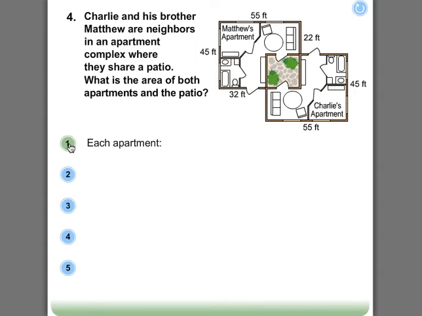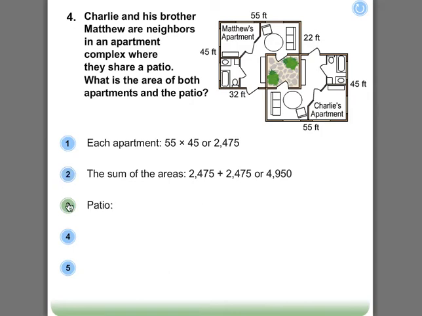Each apartment is 55 by 45, right? So each apartment is 2,475 square feet. Oh my gosh, you guys, that's pretty big for an apartment. That's like stinking huge. The sum of the area is 2,475 plus 2,475, or 4,950. But the problem is, they overlap in an area called the patio.